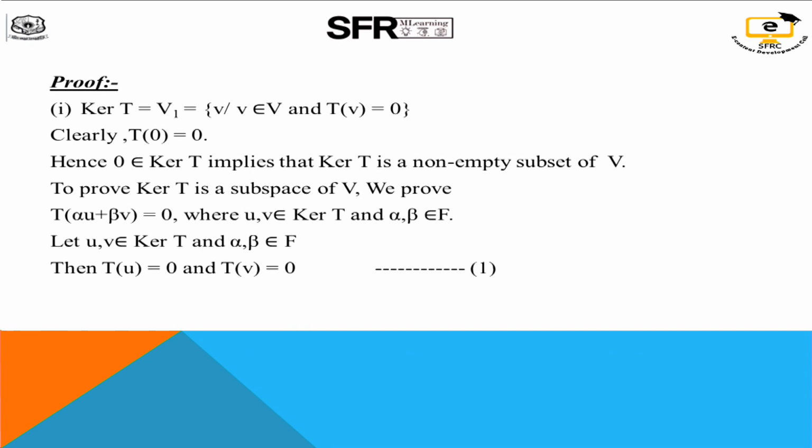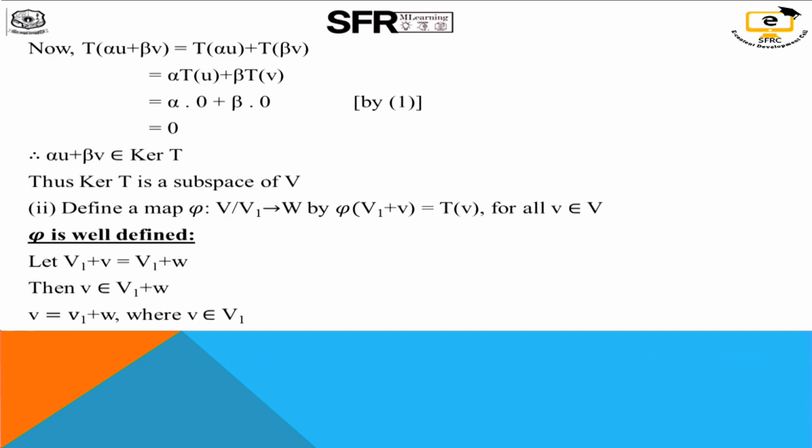You take two elements U, V belonging to kernel T. Then by definition of kernel T, both elements have images 0 and 0; that is taken as equation 1. Now take T of alpha U plus beta V. T is a homomorphism, so we can take alpha outside and split it up as T of U plus T of V. By condition 1, both values are equal to 0. So the image of alpha U plus beta V is 0, which means alpha U plus beta V belongs to kernel T. So, by the theorem, we say that kernel T is a subspace.